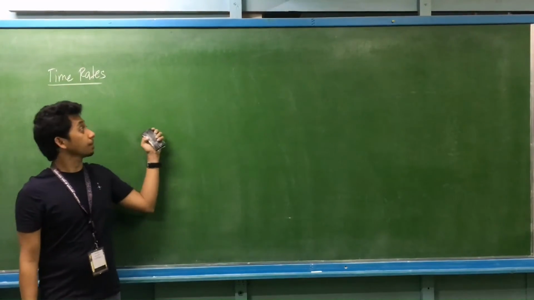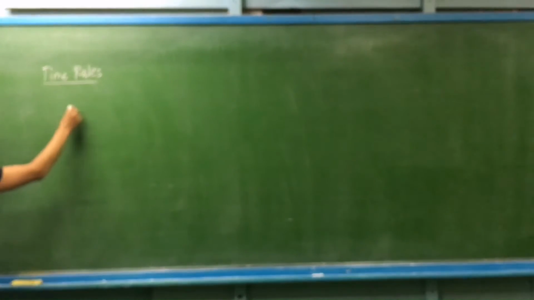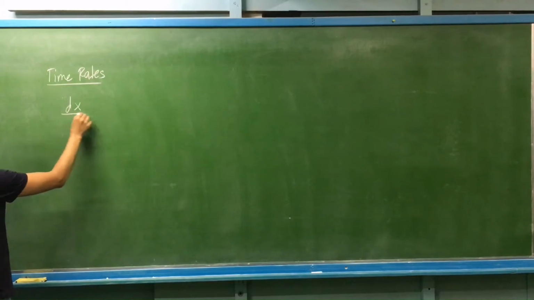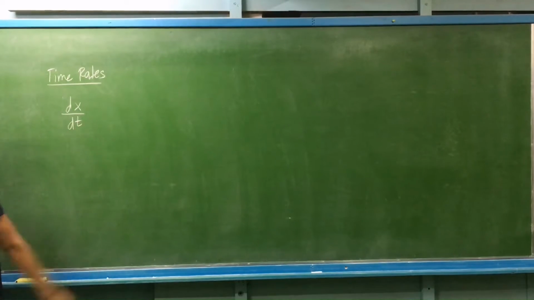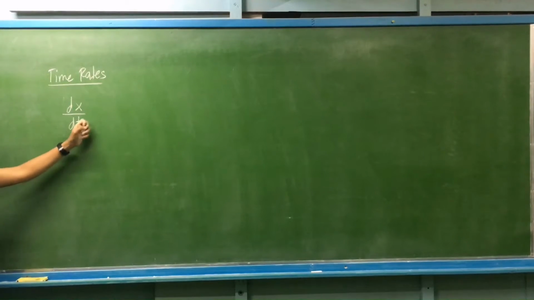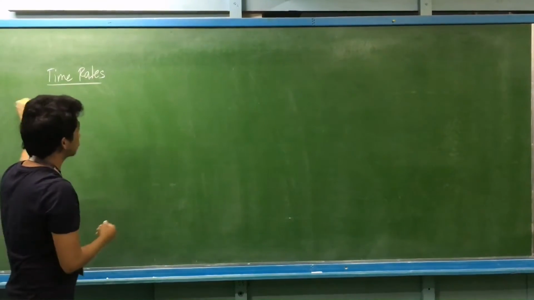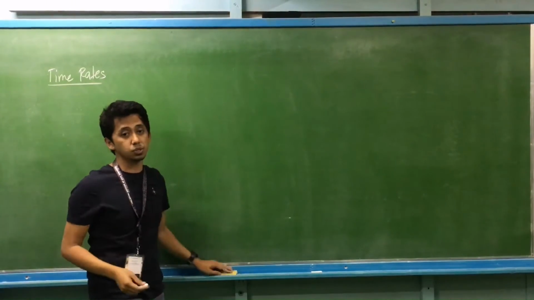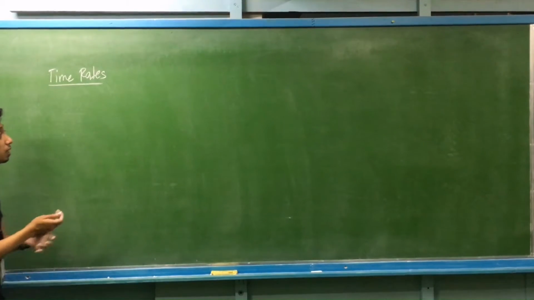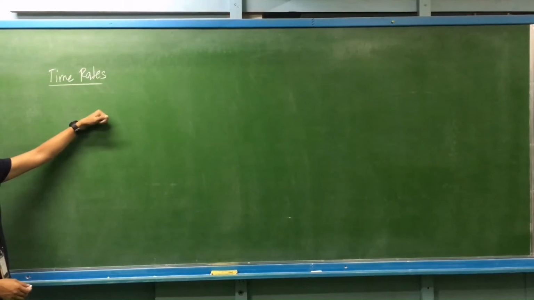And so this is time rates. For example, we have a quantity x, and differentiating this quantity x with respect to time, let's say dx/dt, that is the time rate of change of x with respect to time. So if we are solving time rates problems here in differential calculus, that is the same as small change with respect to time.